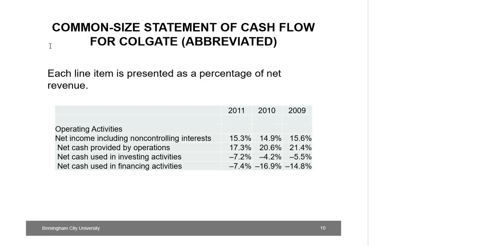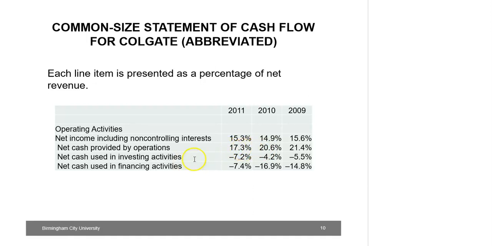First, we can express each line item on the cash flow statement as a percentage of net revenue. Second, we can express each line item of the cash inflow or outflow as a percentage of the total inflows or outflows of cash. Here in this example, each category of Colgate's cash flow statement is presented as a percentage of net revenues. Operating cash flows are consistently close to 20%, though in 2011 it is a bit lower.